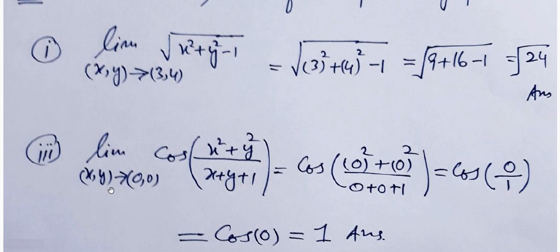The limit as (x, y) goes to (0, 0) of cosine of x² plus y² over x plus y plus 1. So I can put the value of x as 0 and the value of y as 0 here.